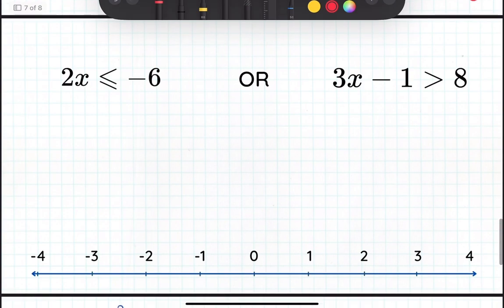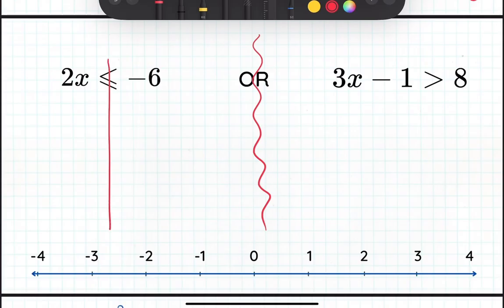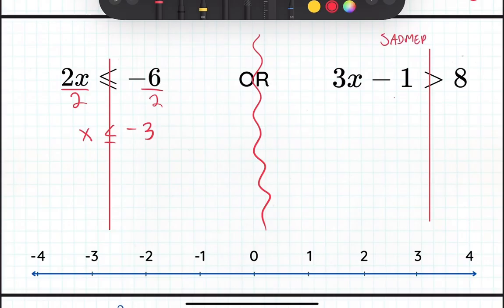So let's do another example. Remember, OR separates our two equations, and we're going to solve them individually. So here, the first thing I'm going to do is divide by 2. And I get x is less than or equal to negative 3. And that's it. And now let's just solve the second one using SAD MEP. I'm going to first add 1 on each side, and I get 3x is greater than 9. And then I'm going to divide both sides by 3, and I get x is greater than 3.